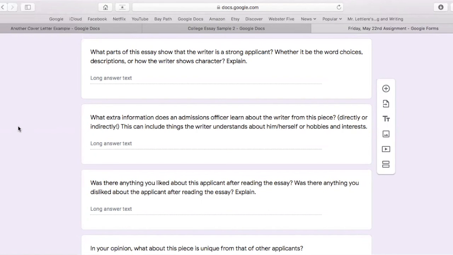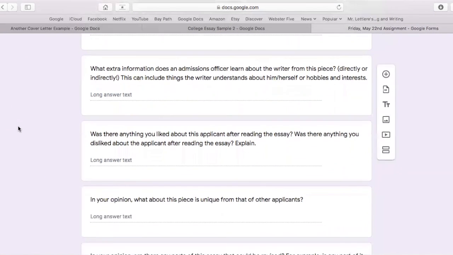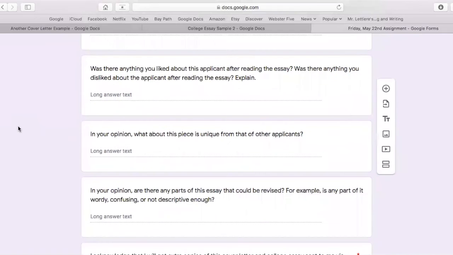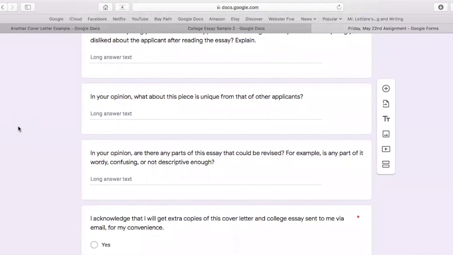What extra information does an admissions officer learn about the writer from this piece, either directly or indirectly? This can include things the writer understands about him or herself, or hobbies and interests. Was there anything you liked about this applicant after reading the essay? Was there anything you disliked about the applicant after reading this essay? In your opinion, what about this piece is unique from that of other applicants? Finally, in your opinion, are there any parts of this essay that could be revised? For example, is any part of it wordy, confusing, or not descriptive enough?